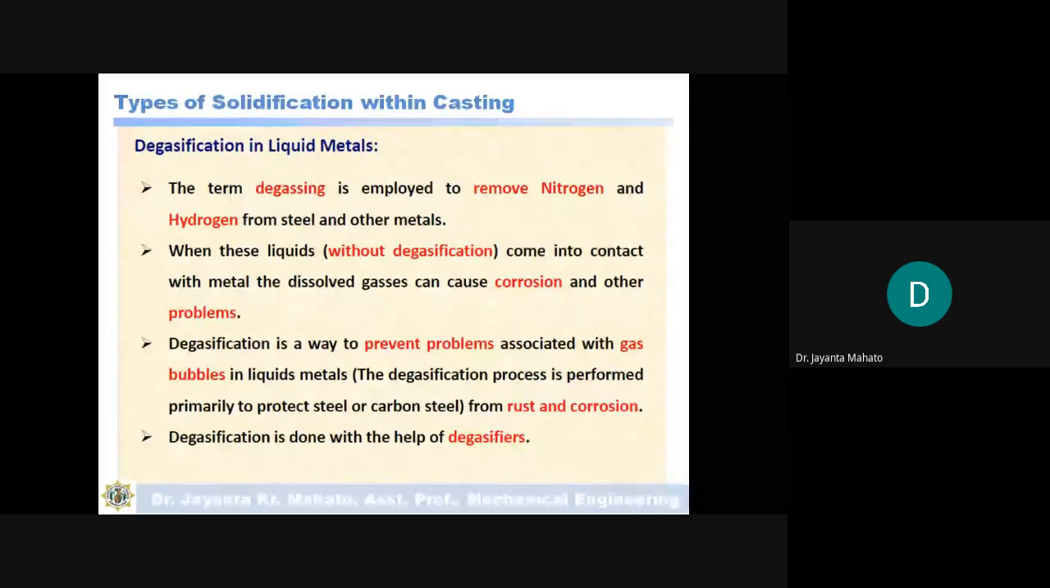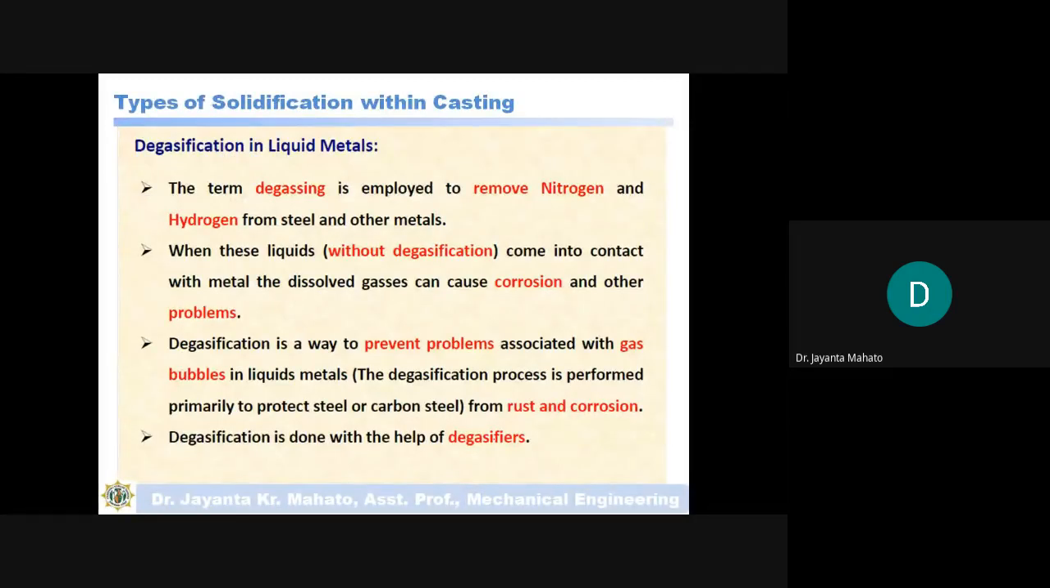So the term degassing is employed to remove the nitrogen and hydrogen from steel and other materials in the melting of these materials. And if these liquids without degasification come into contact with the metal, the dissolved gases can cause corrosion and other problems, means defects in the casting products like porosity will remain in the cast product. So we have to remove those gases formed due to the melting of the material.